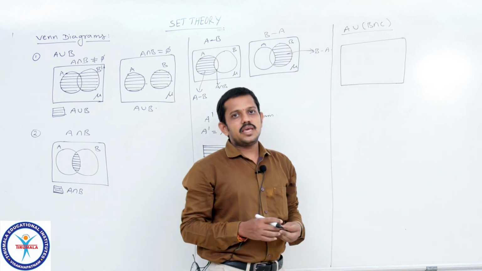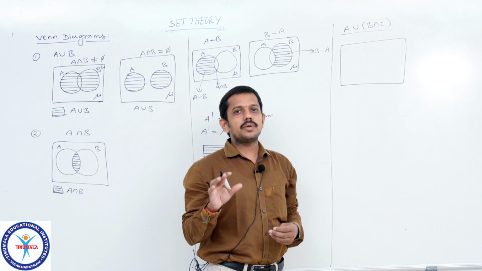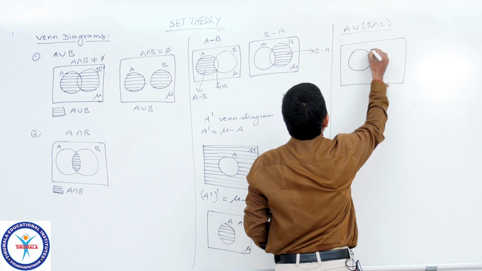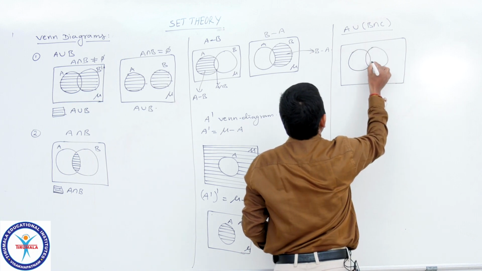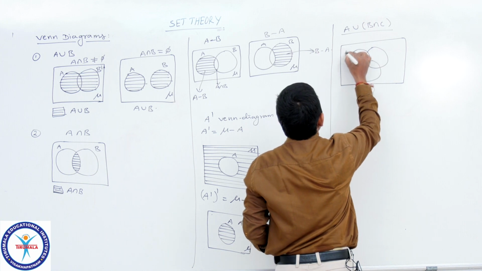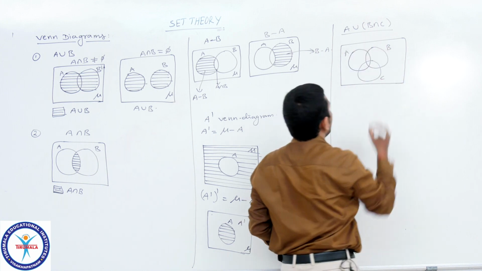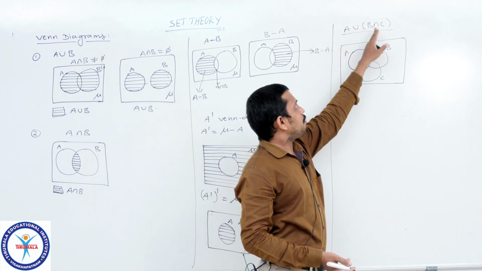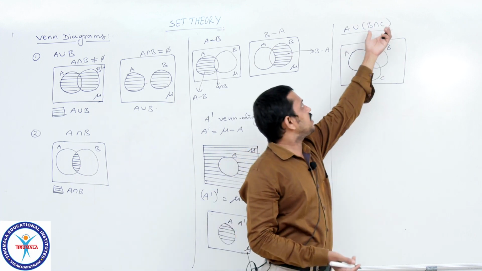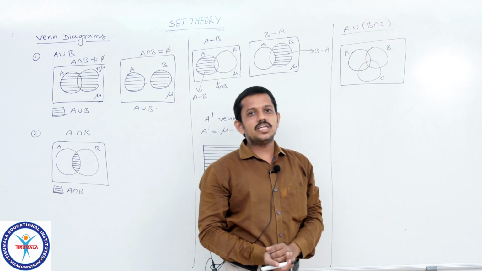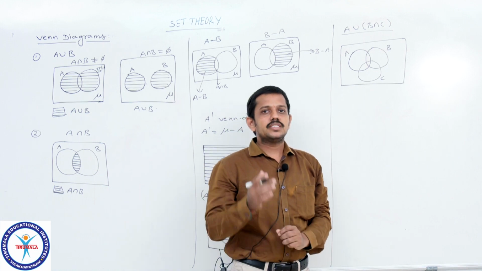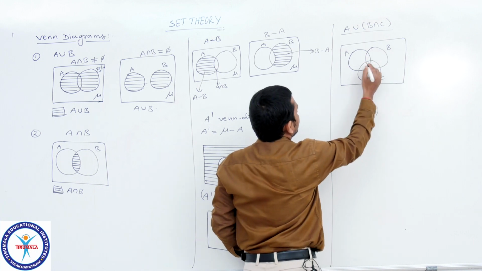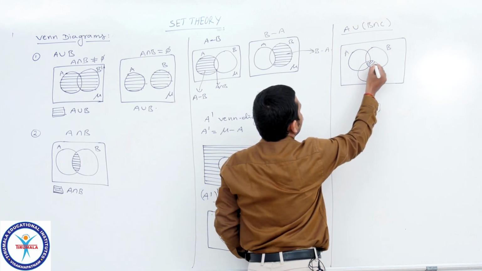Suppose in this case A, B, C have some common elements. So, they have common elements means we can consider the overlapping circles A, B, C. This is A, this is B and this is C. Now, we require to consider A union B intersection C. So, first we consider B intersection C. What is B intersection C? Common region of set B and set C. So, here this is set B and this is set C. The common region is this one.